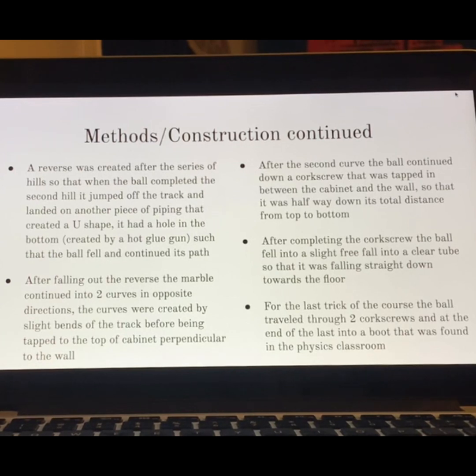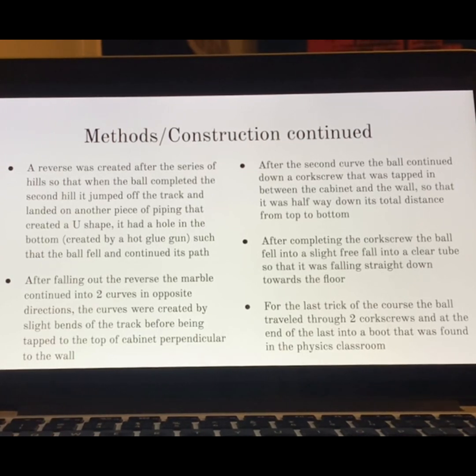Methods and construction continue. A reverse was created after the series of hills so that when the ball completed the second hill, it jumped off the track and landed onto another piece of piping that created a U-shape. It had a hole in the bottom created by a hot glue gun, such that the ball fell and continued its path. After falling out of the reverse, the marble continued into two curves in opposite directions.